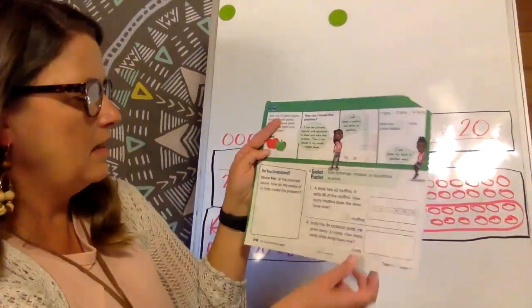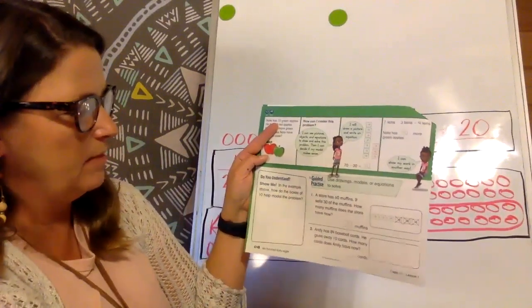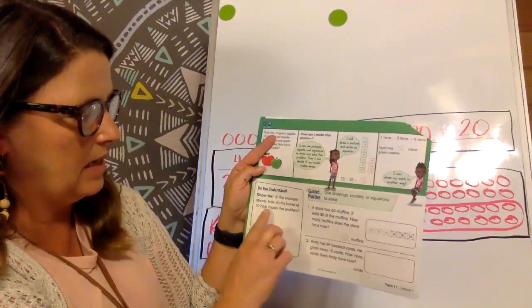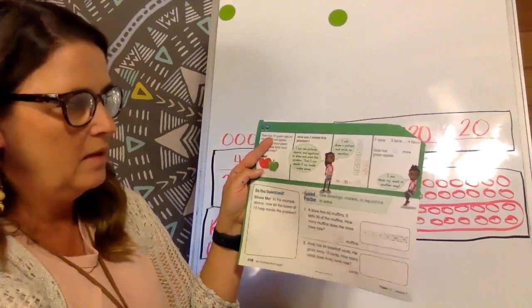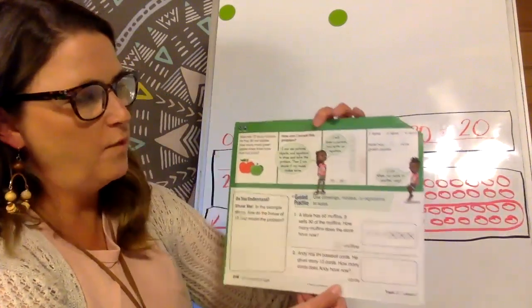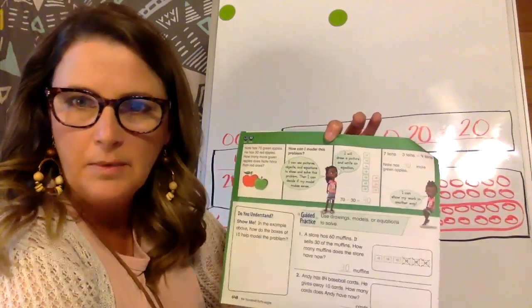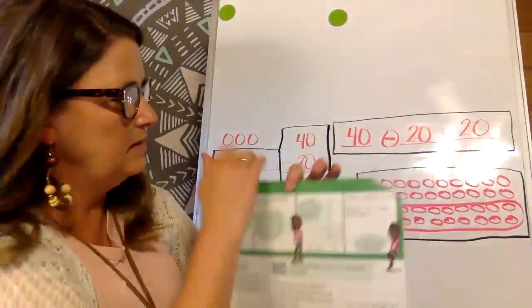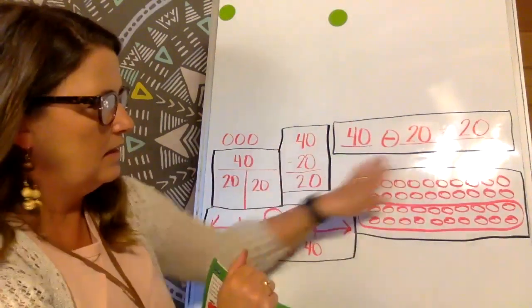So in this Do You Understand Show Me box, it says, in the example above, how do the boxes of 10 help model the problem? Okay, well, it's kind of easier if we can put things in groups that have even numbers, like groups of 10. Okay, so that helps us to see this. Okay, and this is a whole lot easier to see than even this.